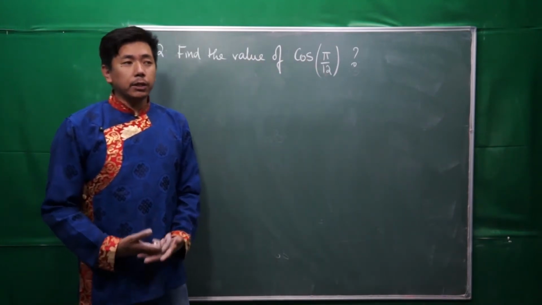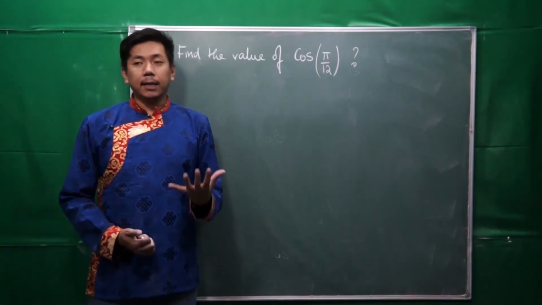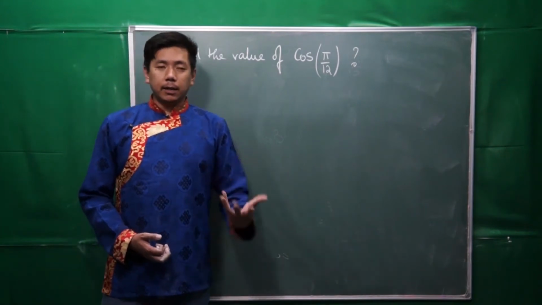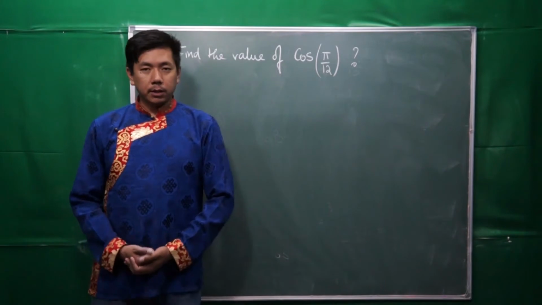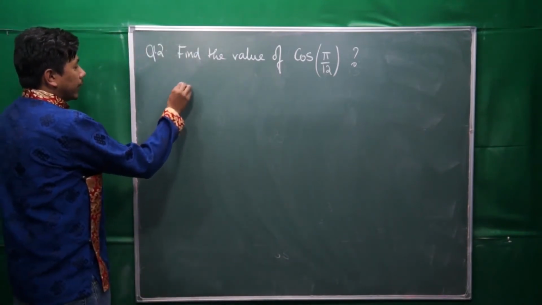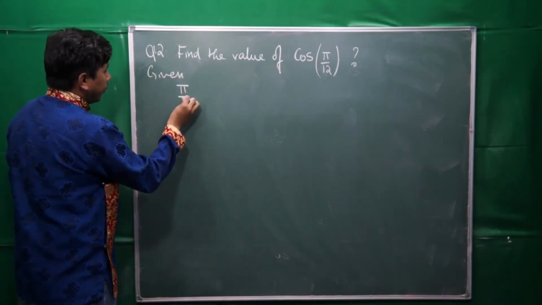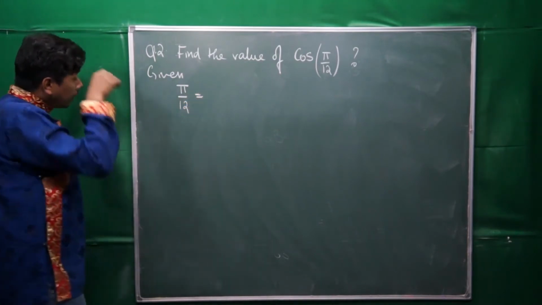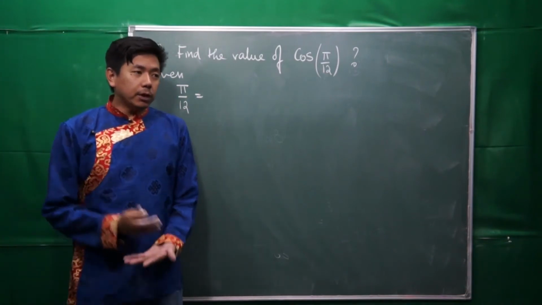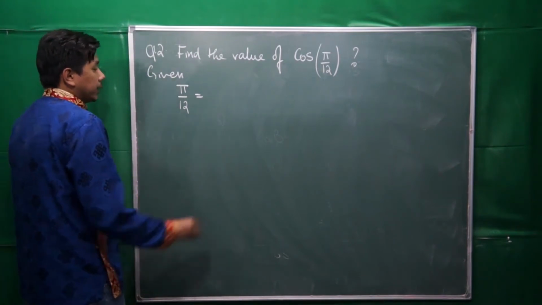We should be using certain formulas that we had earlier. In the previous topic, we had sine A minus B, cos A plus B, cos A minus B, and those formulas are easily used here. So how are you going to use them? We can take a look at this value of pi by 12, and we are going to break it into two parts such that both the parts are somewhat known to us.